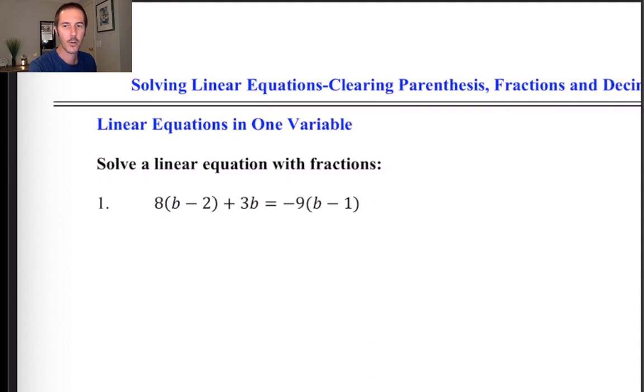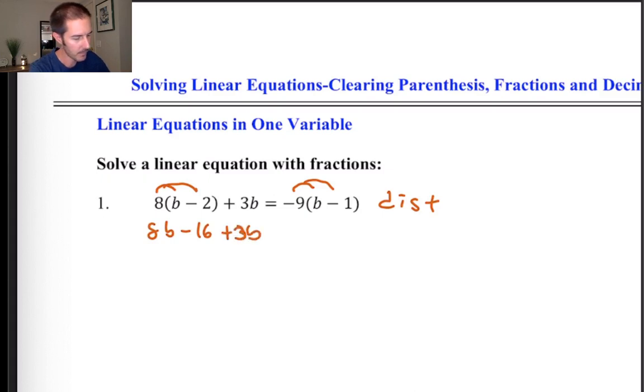So I can safely distribute multiplication by 8 to both of the terms inside of these parentheses, distribute multiplication by -9 to the inside of those parentheses, and the little note that I like to put, DIST, tells me that I distributed in order to go from this line, where DIST is written, to the next version of this equation, which is 8b minus 16 plus 3b equals -9b plus 9. The negative times the negative there makes the positive 9 at the end.